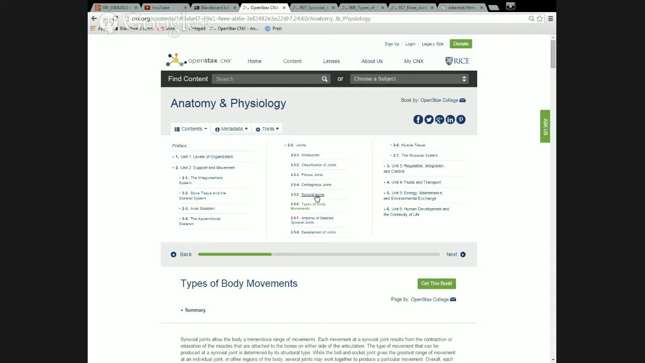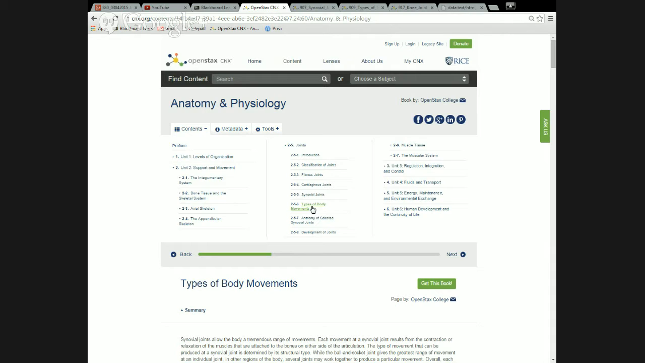Then I'm going to jump down. It has a section on the anatomy of selective joints, which is what the models there are for. And then I'm going to go back to the section in between the classification and the selected joints, which is on terms that describe movement.